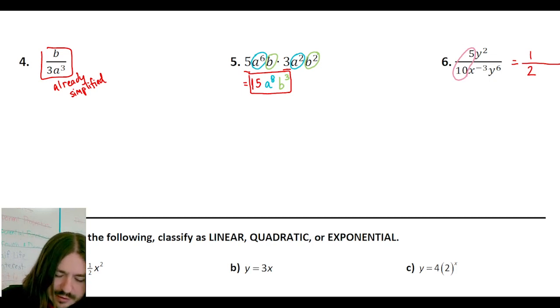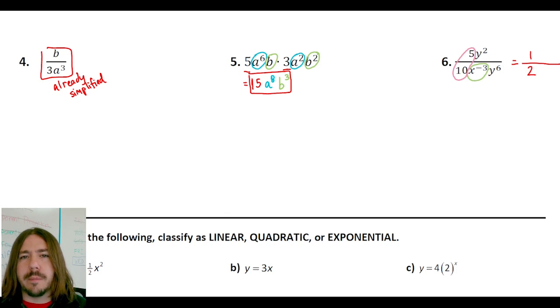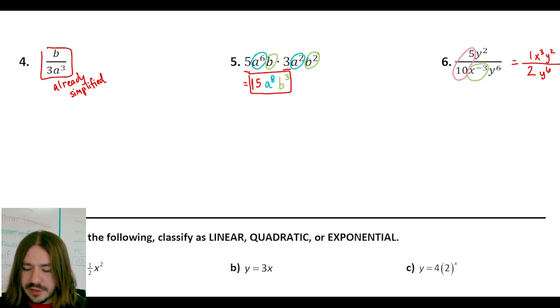Then I notice I've got this x to the negative 3rd power. I want to rewrite that with a positive power, so I'm going to move that up to the numerator. So in the numerator now I've got x cubed y squared, and in the denominator I've got y to the 6th. I can reduce these y's because I've got 2 y's being multiplied in the numerator and 6 y's being multiplied in the denominator.